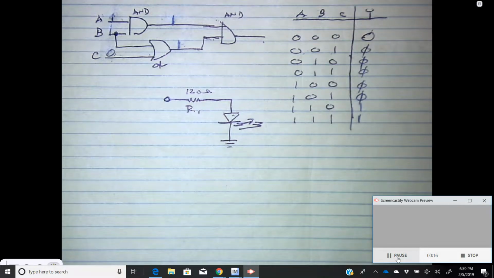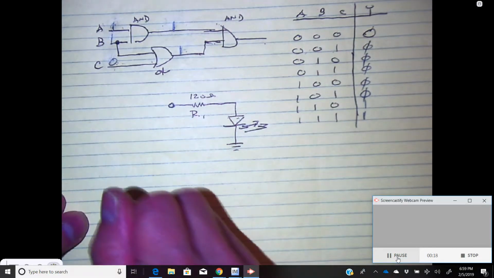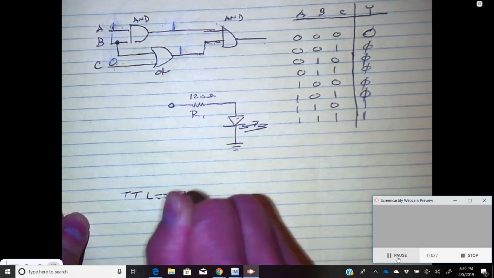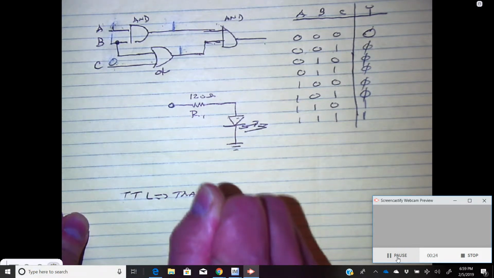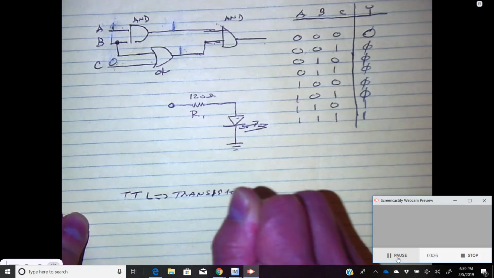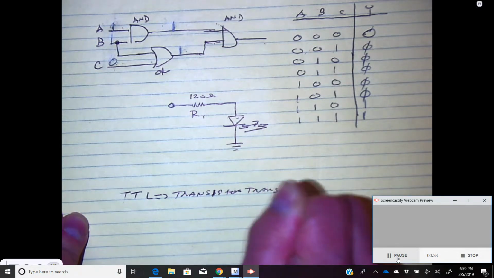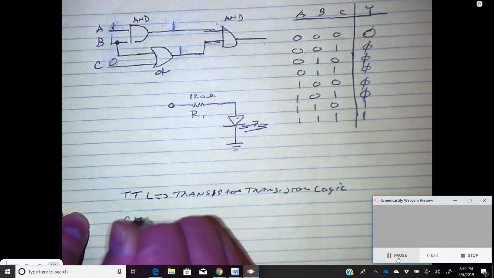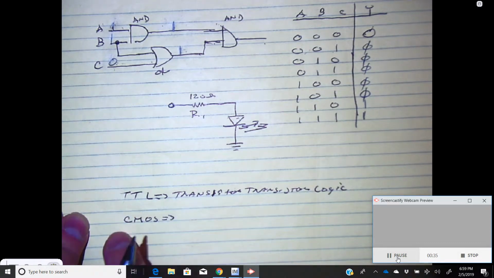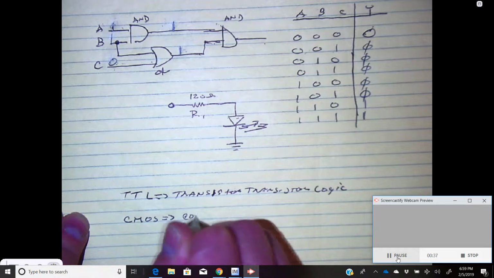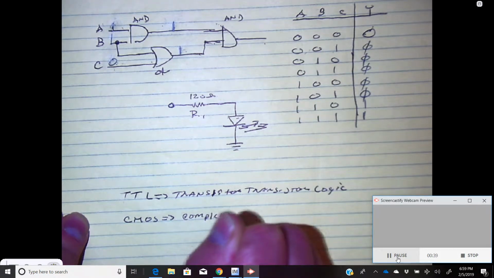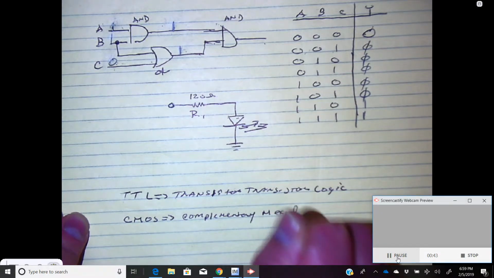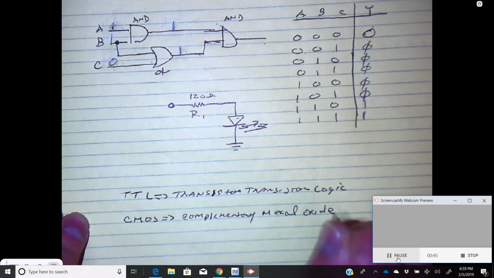So first of all, TTL stands for, remember I talked about this, transistor-transistor logic, and CMOS is complementary metal oxide semiconductor.